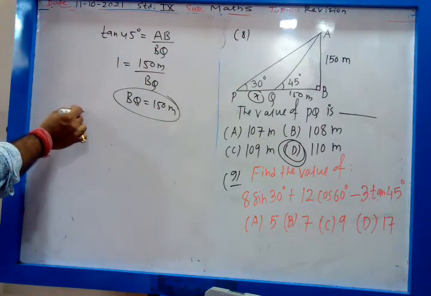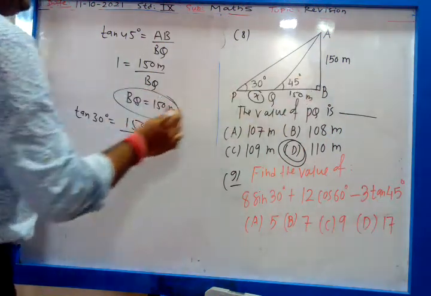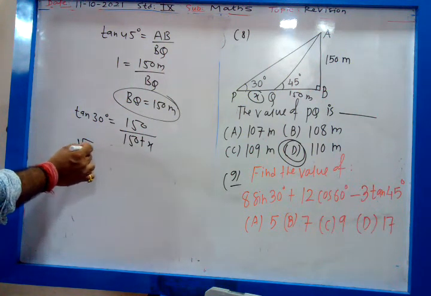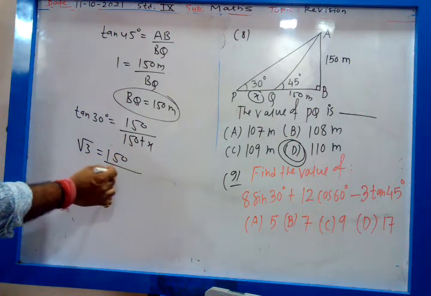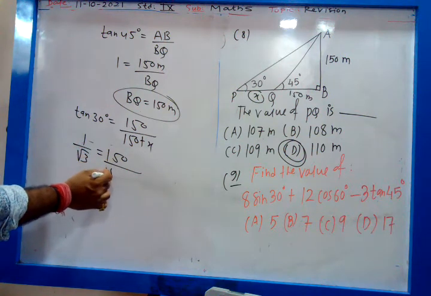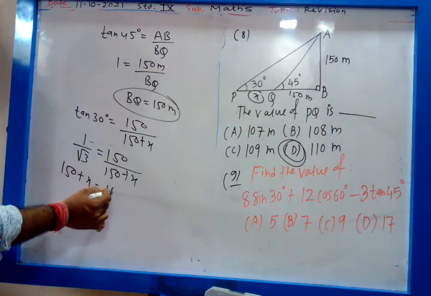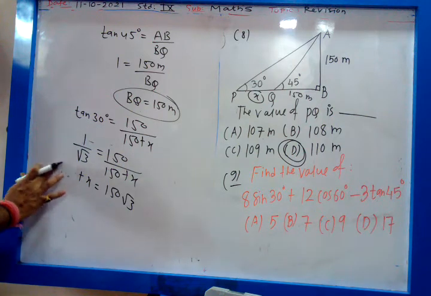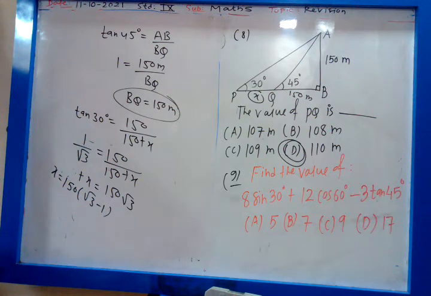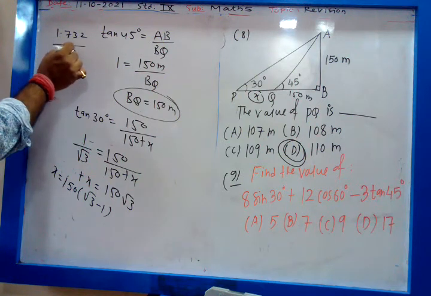So tan 30 degree is equal to AB 150 upon PB. PB is 150 plus X. Tan 30 is 1 by root 3. So 1 by root 3 is equal to 150 upon 150 plus X. So 150 plus X is equal to 150 root 3. Take 150 on that side. X is equal to 150 common, then it is root 3 minus 1. Root 3 minus 1 is 1.732 minus 1, which is 0.732.